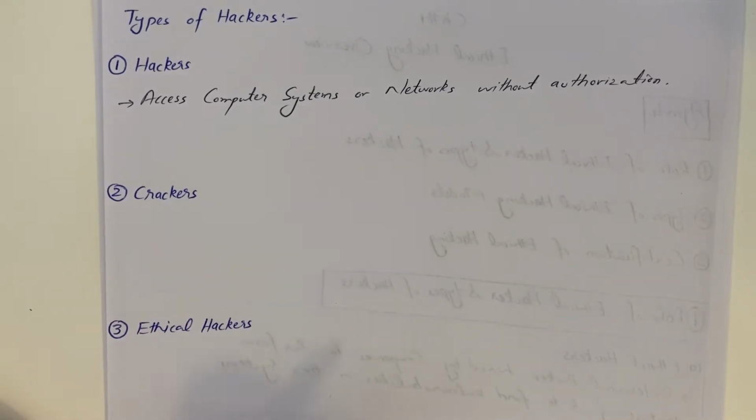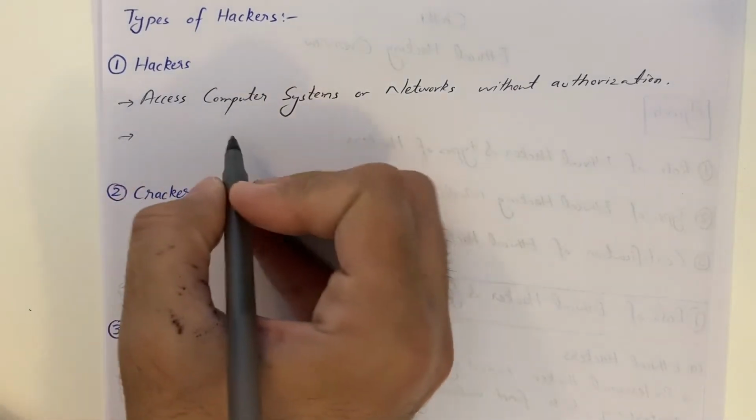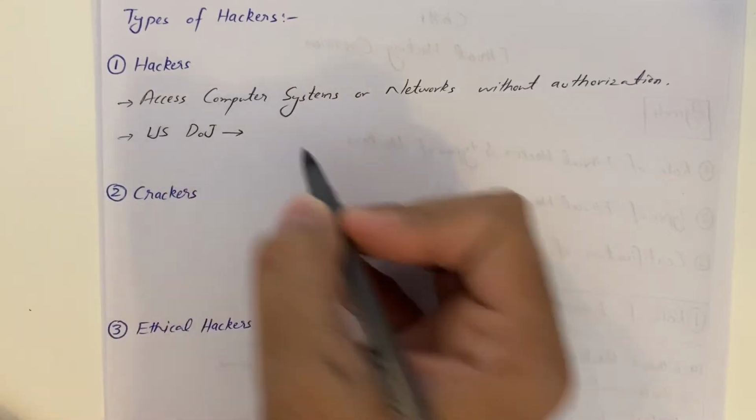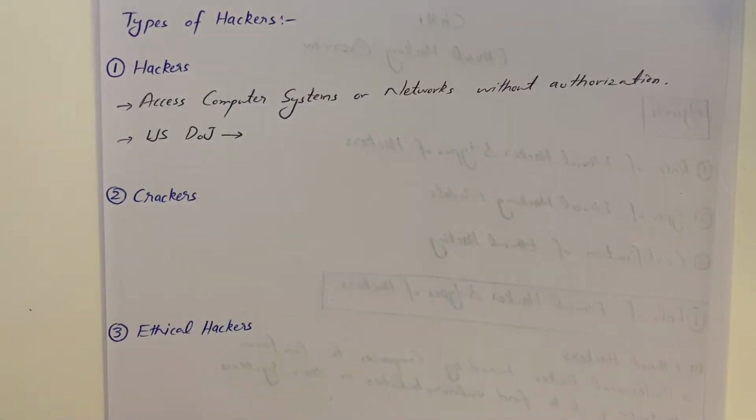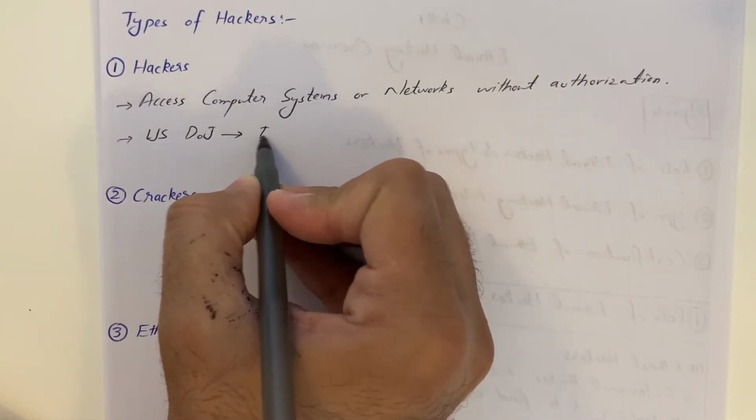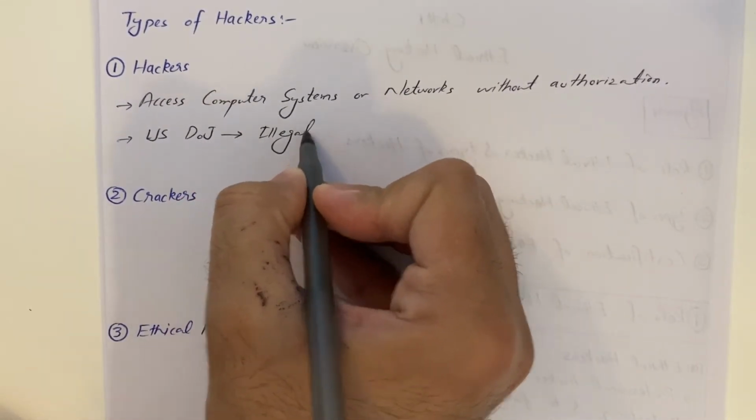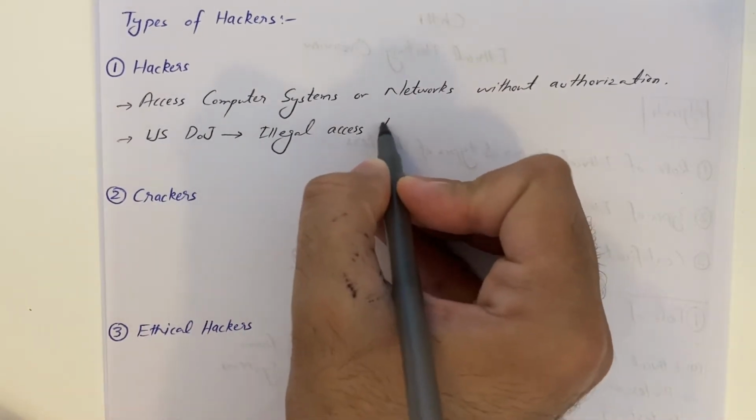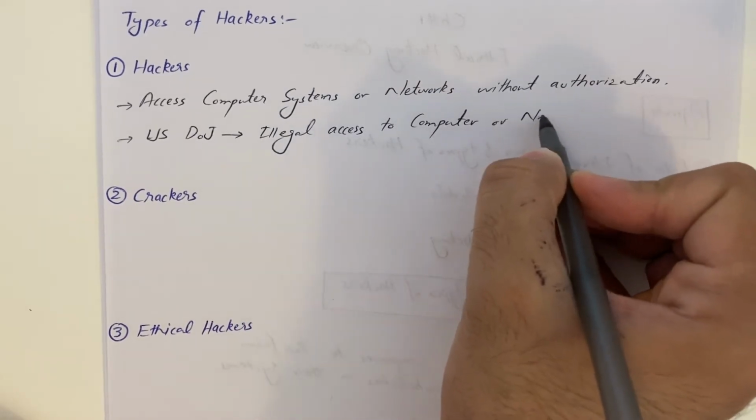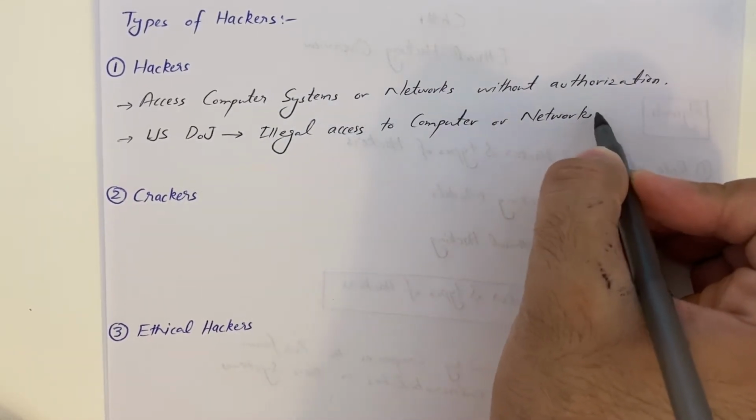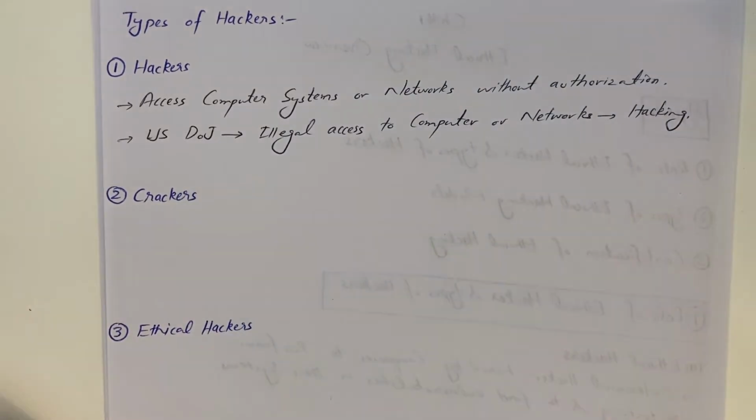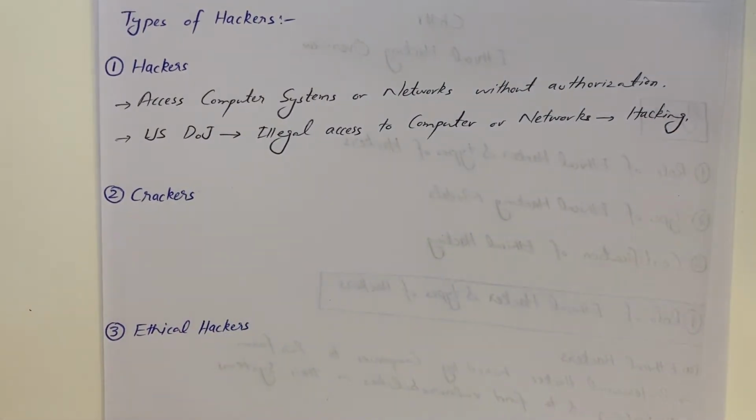And according to the US Department of Justice, they defined a typical definition of hacking, and that is illegal access to computers or networks. It's called hacking, and it's a criminal offense, of course, a felony.